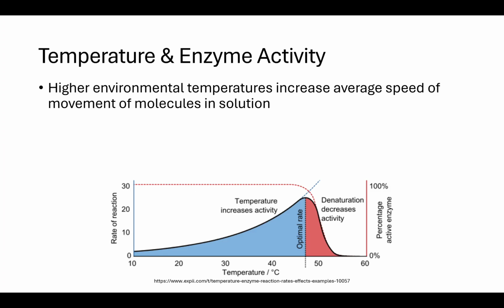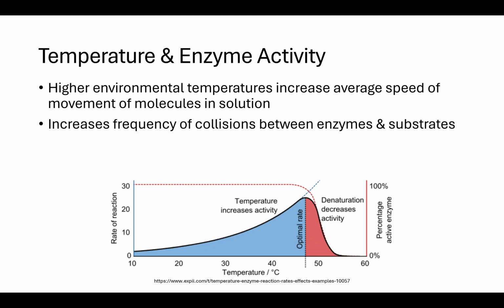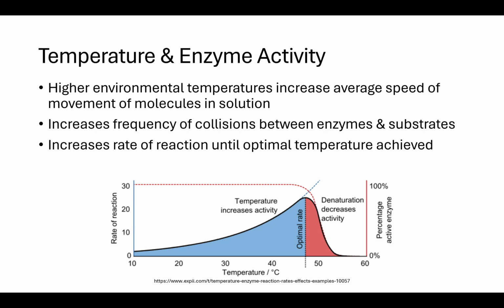So let's look at how temperature affects the enzyme activity. In general, as you increase temperature, that's going to increase the average speed of the molecules that are moving around, which means that enzymes and substrates are going to hit each other more often, which then increases the rate of reaction. This happens until the optimal temperature is reached.